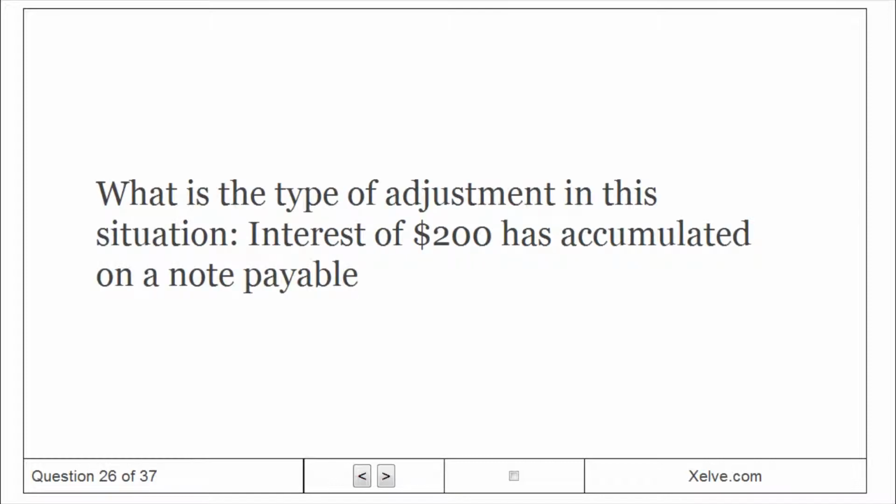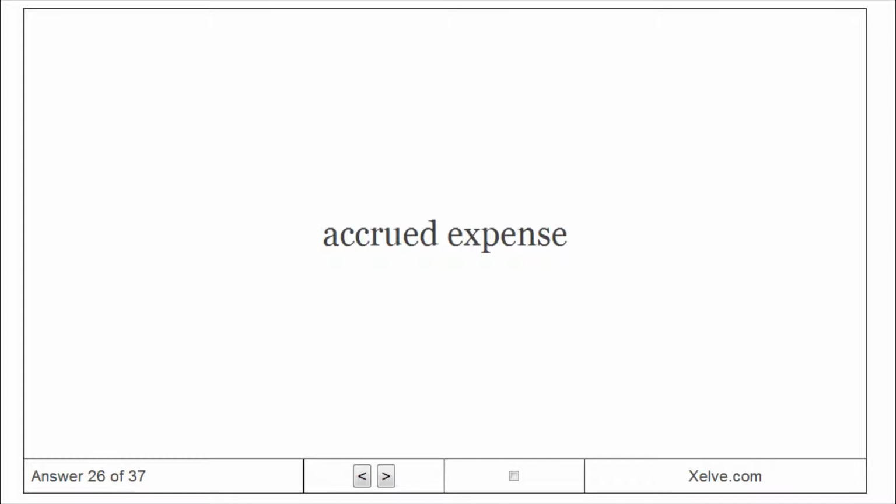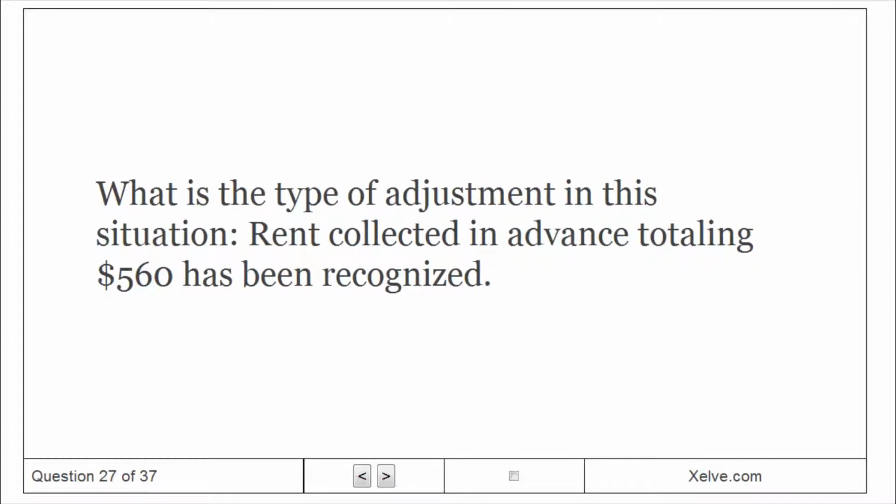What is the type of adjustment in this situation? Interest of $200 has accumulated on a note payable. Accrued expense. What is the type of adjustment in this situation? Rent collected in advance totaling $560 has been recognized. Unearned revenue.